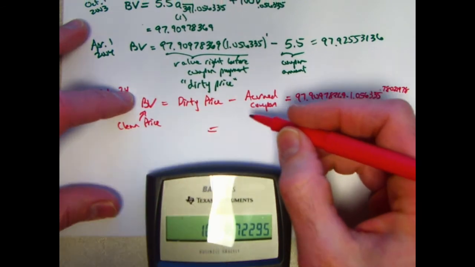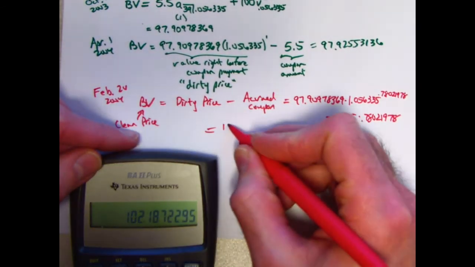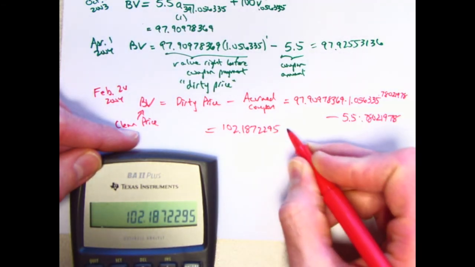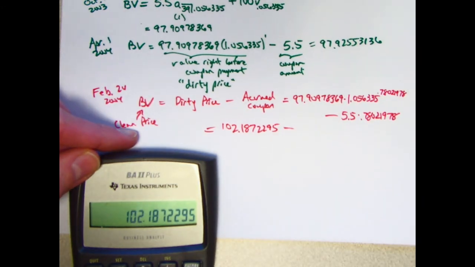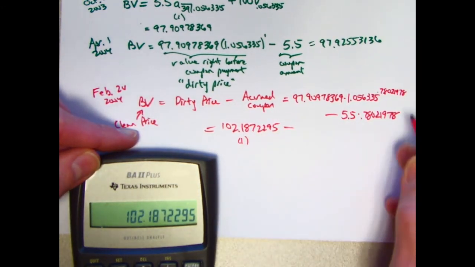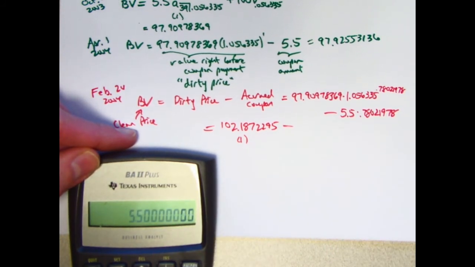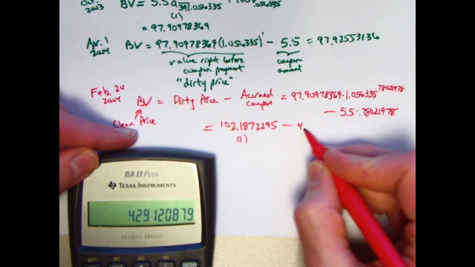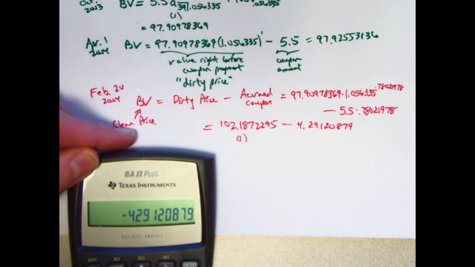So the dirty price is 102.1872295. I'll go ahead and store that for the moment in register 1. Multiply 5.5 times what's in register 0. This is 4.29120879. Subtract that from what's in register 1.